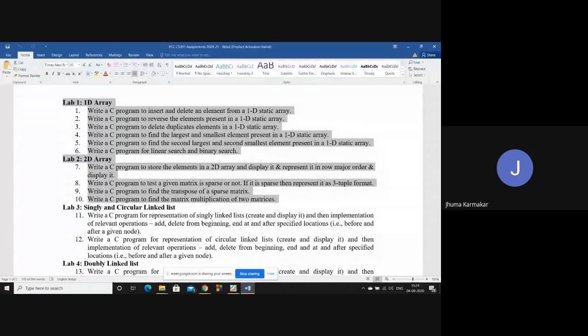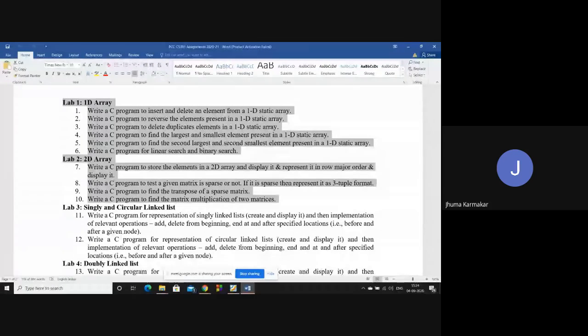Okay. Is it understandable? What is 3-tuple format? The 3-tuple format has the number of rows, number of columns, and then row number, column number, and non-zero entry. Suppose a 2D array, a 3 cross 3 array. Maximum how many elements can be stored? 9 elements maximum.